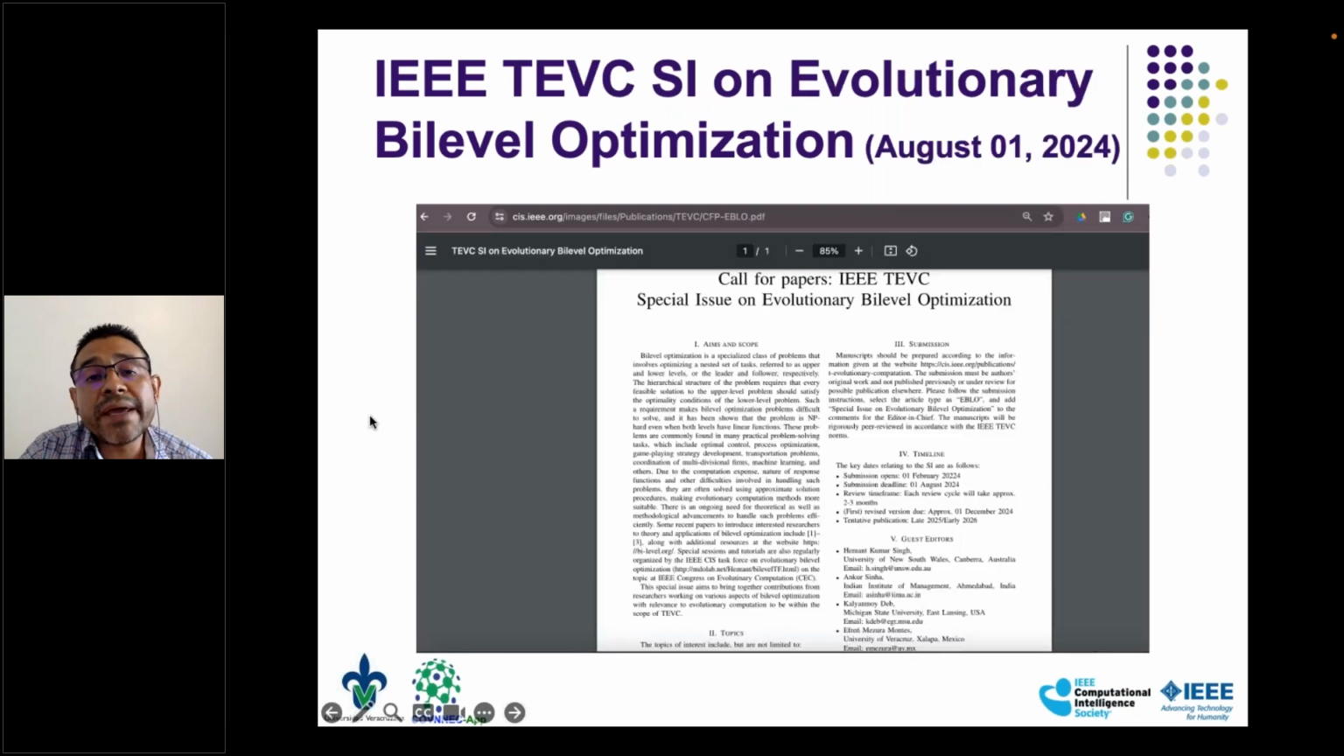We also have an open special issue in the IEEE Transactions on Evolutionary Computation on evolutionary bilevel optimization. This special issue is focused on evolutionary techniques applied to bilevel optimization. The deadline is August 1, so you have time. If you are working on this topic, you can prepare a good paper and submit it before the deadline. The guest editors are Hemant Singh, Ankur Sinha, Kalyanmoy Deb, and myself.